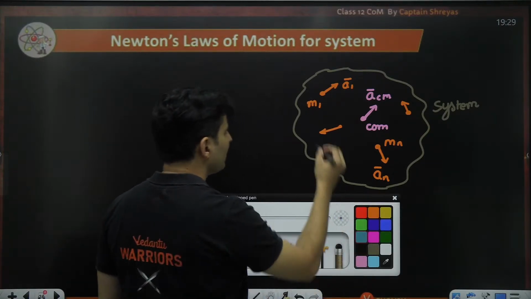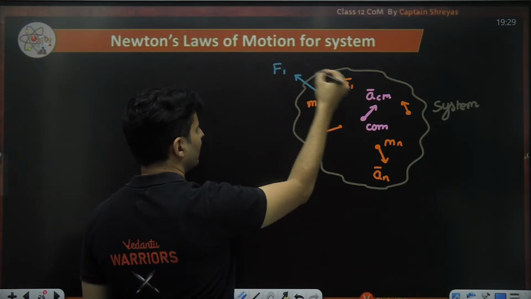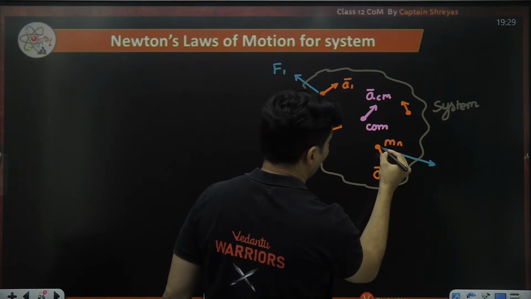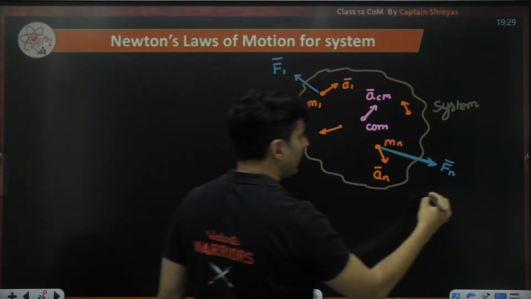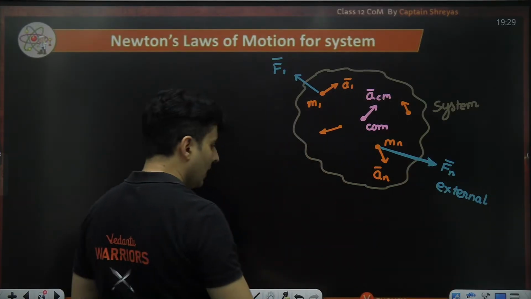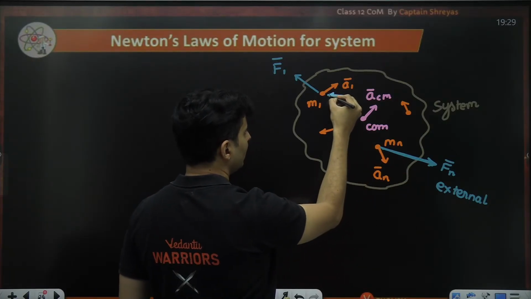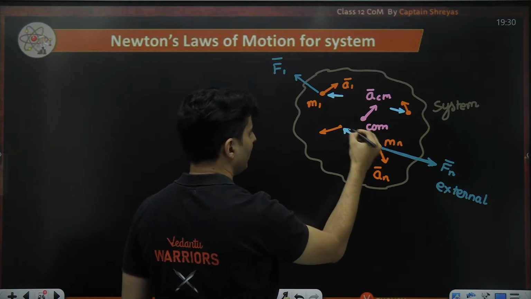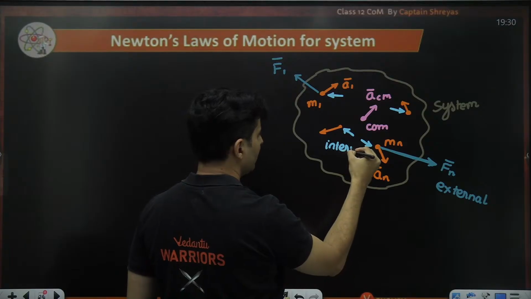There could be some external forces like F1, F2, F3, F4, Fn on that particular system. These are all external forces. And there could also be internal forces within the system, like this one with this one and this one. These are all internal forces.